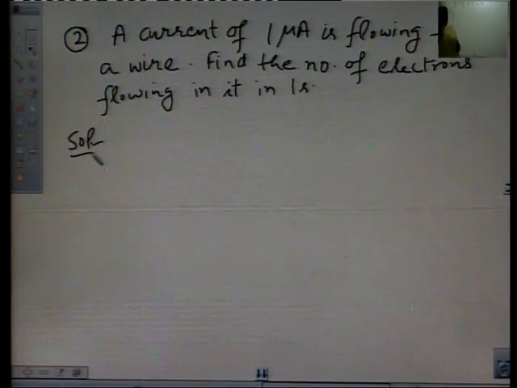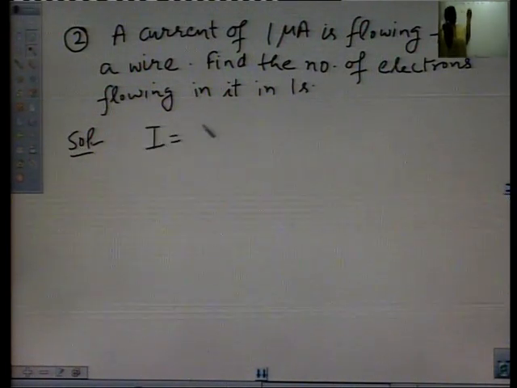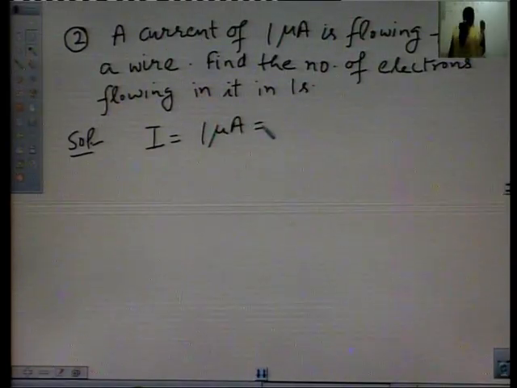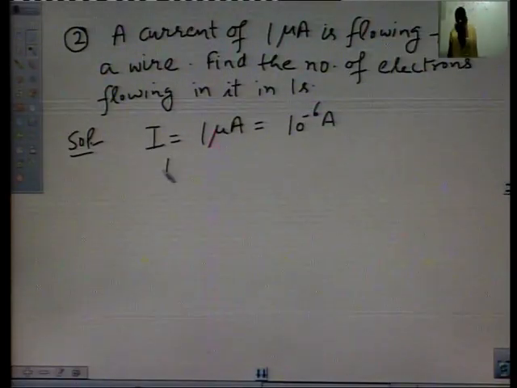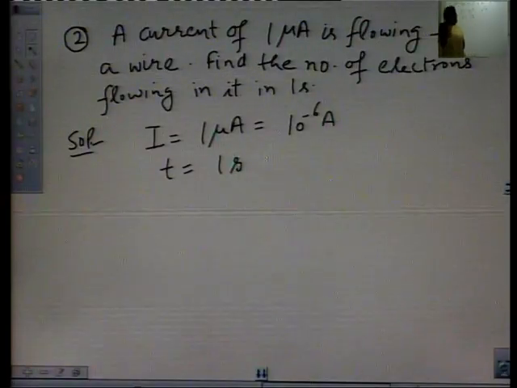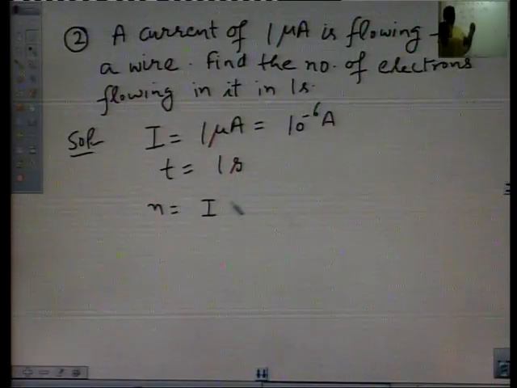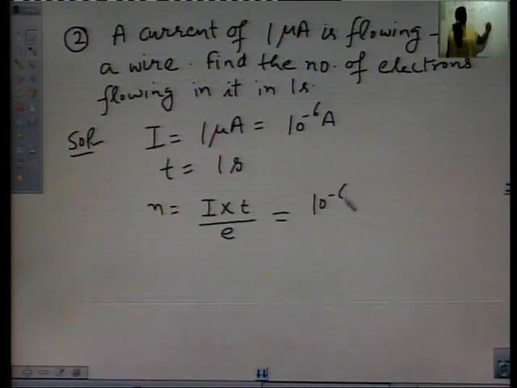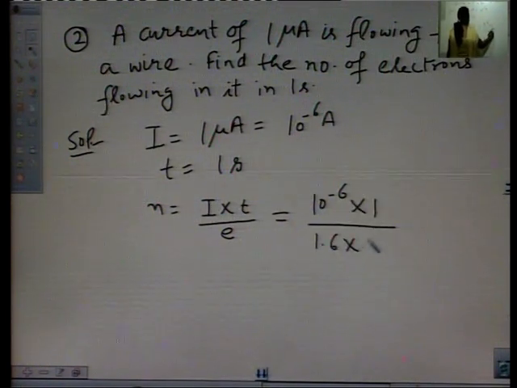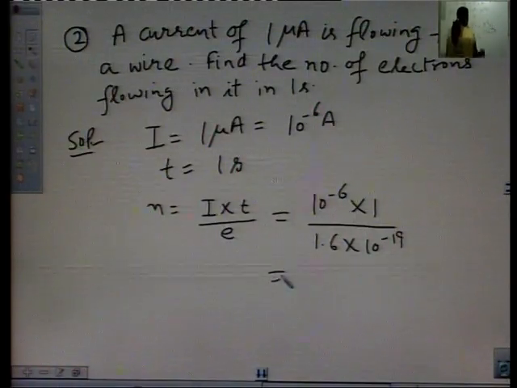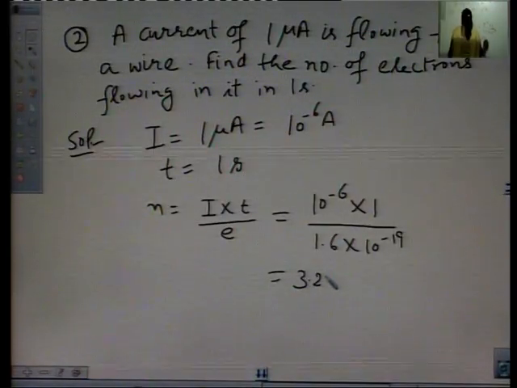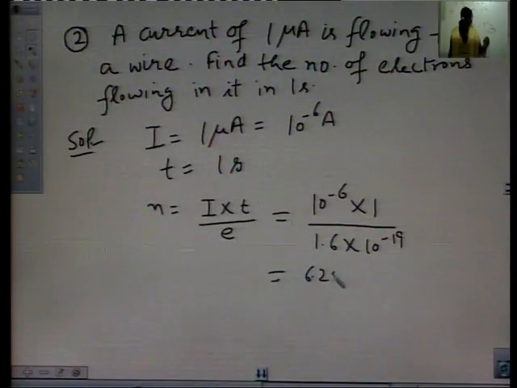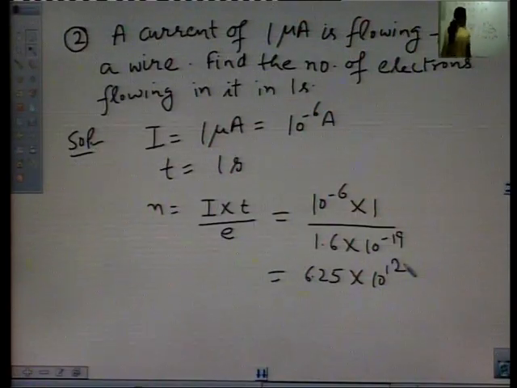So the solution is, in this case the current I is equal to 1 microampere. We know that 1 micro is equal to 10 raised to power minus 6 ampere. Time T is equal to 1 second, and we have to find the number of electrons. N is equal to I into T upon E. So this is equal to 10 raised to power minus 6 into 1 upon 1.6 into 10 raised to power minus 19. So on solving it, we get a value 6.25 into 10 raised to power 12. So the number of electrons is 6.25 into 10 raised to power 12. So these are two numericals which are based on the current.